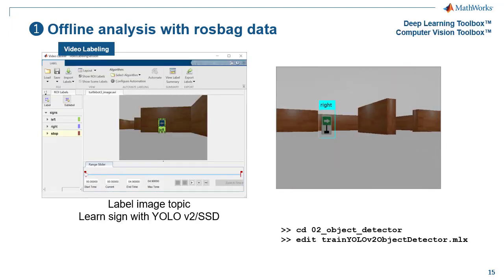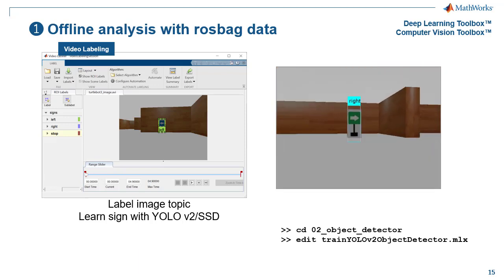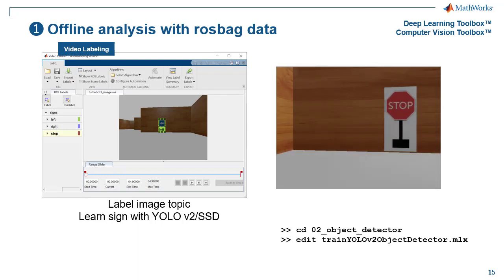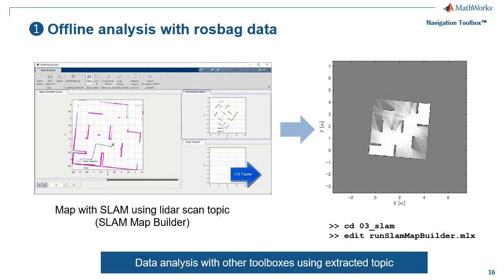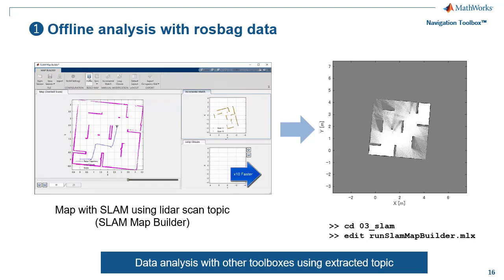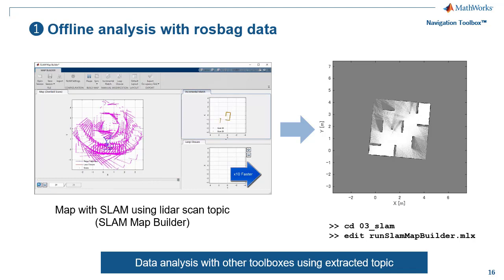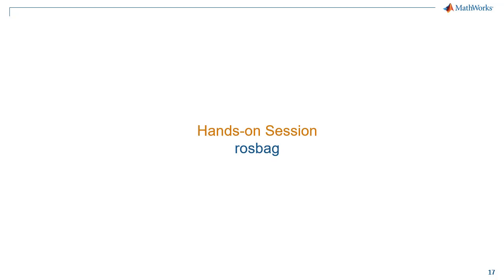For a sign detection example, you can use computer vision and deep learning to automatically learn image features. Here you can label image topics for detecting signs. And you can use laser scan and odometry data imported from a rosbag file to create a map of the environment. In this example, we use the SLAM Map Builder app from Navigation Toolbox to map the environment using a LiDAR scan topic. Let me switch to MATLAB and show you a rosbag example.